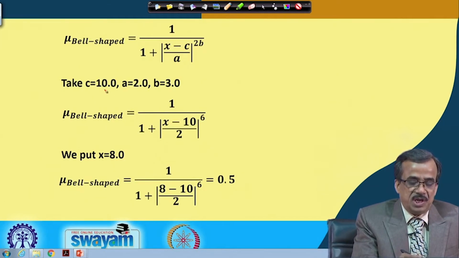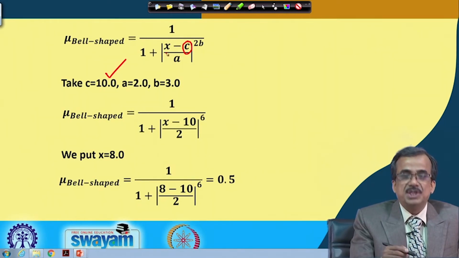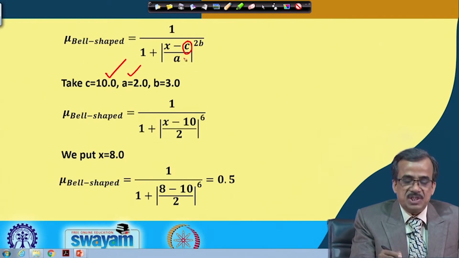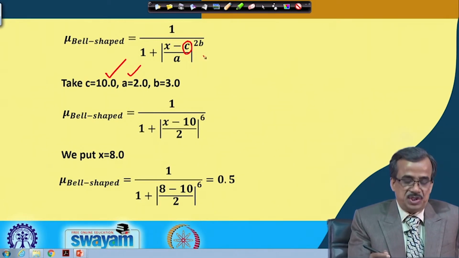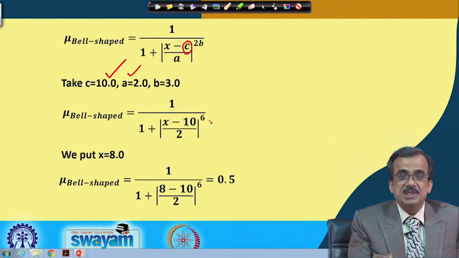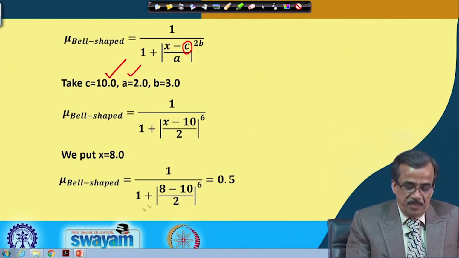Now, here we take c equals 10.0, which is the center of this distribution. A indicates the spread of this distribution, and let me consider a equal to 2.0, and b is 3.0, as we have assumed. Now, mu bell shaped is 1 divided by 1 plus (x minus 10), so c is equal to 10 and a is equal to 2, raised to the power 2b, that is nothing but 6. And if we put x equals 8.0, you will be able to find out the value.